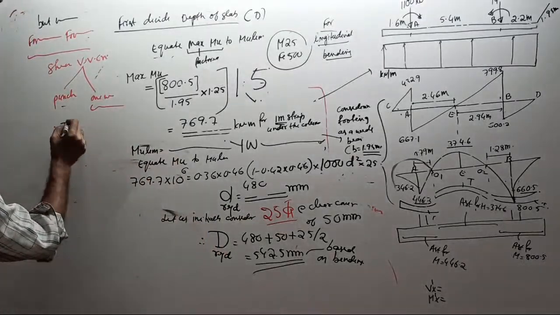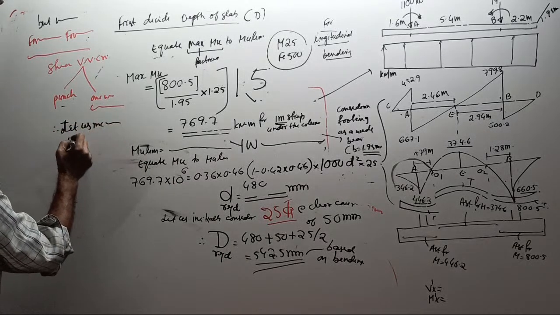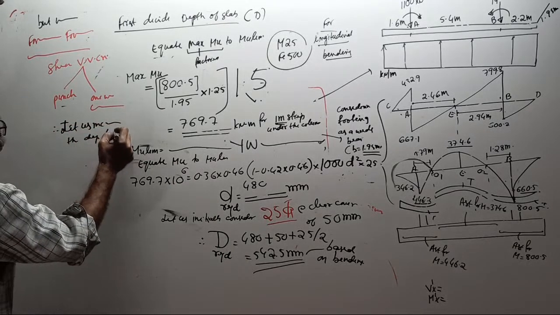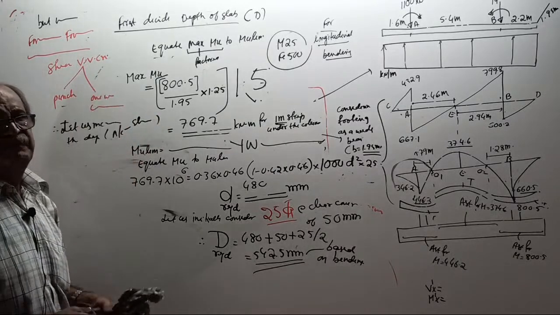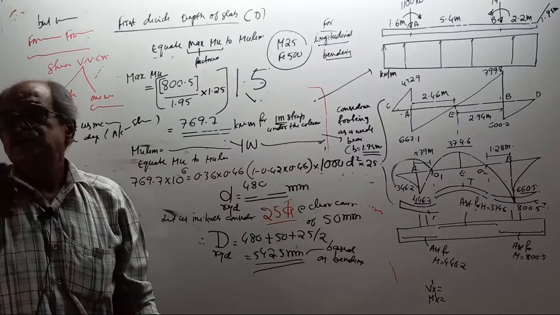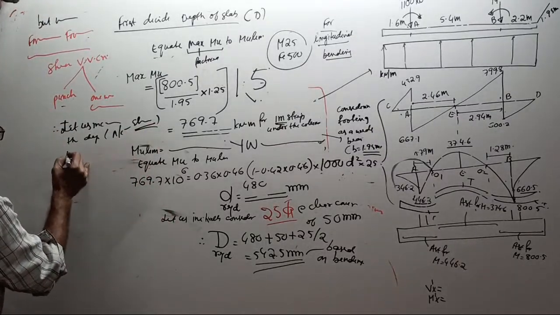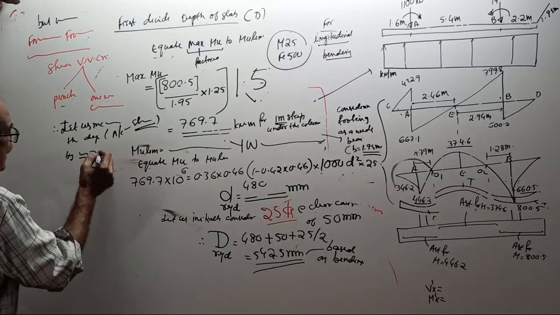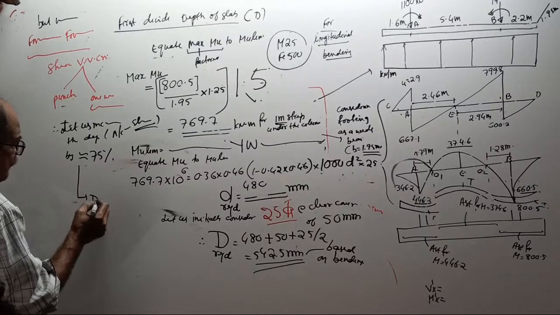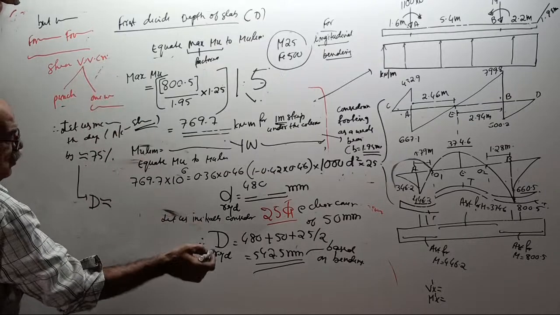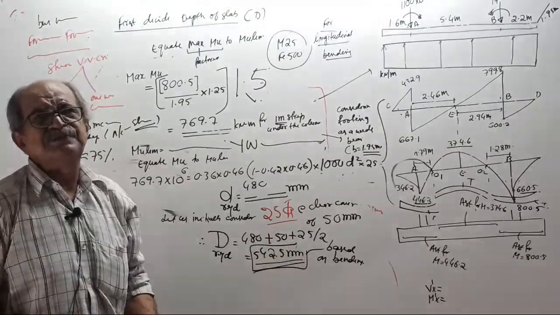Therefore, let us increase the depth, accounting for high shear effect. You should write this. Accounting for high shear effect by approximately say 75%. That is, try D approximately. Tell the answer. 542.5 around. I think 75 is sufficient.